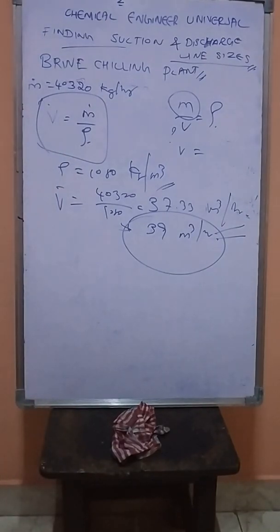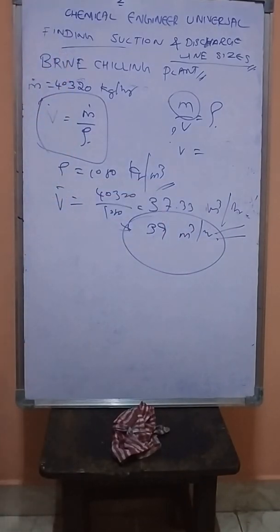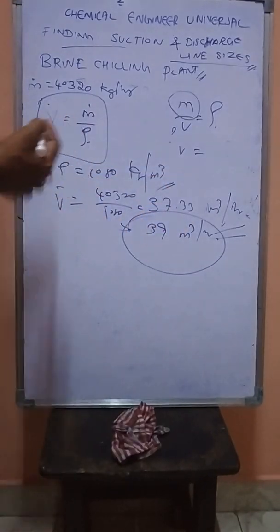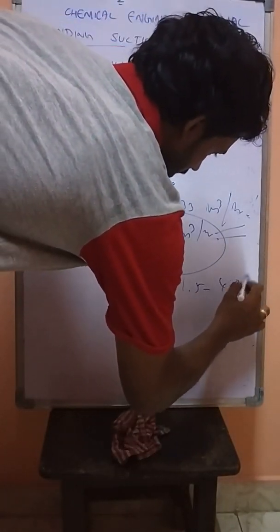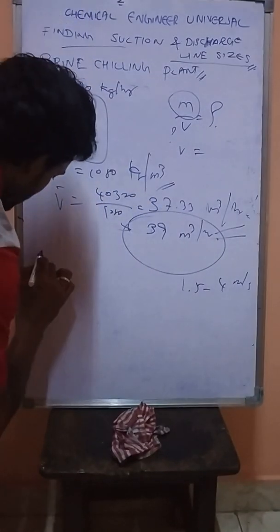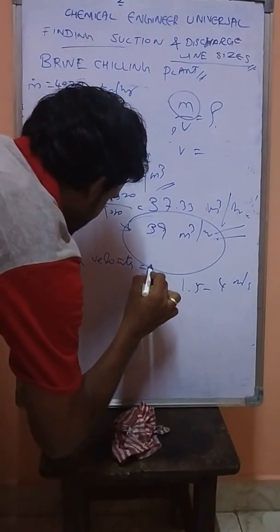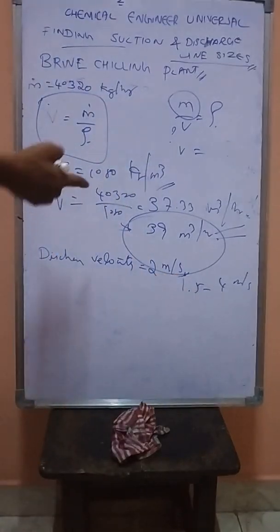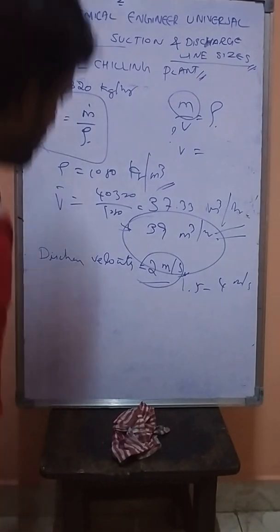Now you have to find out the line size. Prior to that, we have to take the recommendations based on the API or given by the client. As I already told you, the velocities through the pipeline will mostly be around 1.5 to 4 meter per second. So in this case, we can take an example scenario of discharge velocity as 2 meter per second. Based on this case, just take this one. Now we can find out the line size.